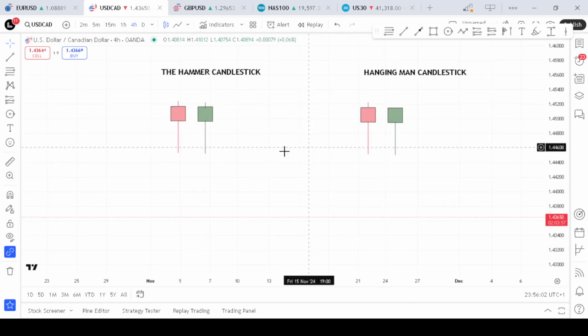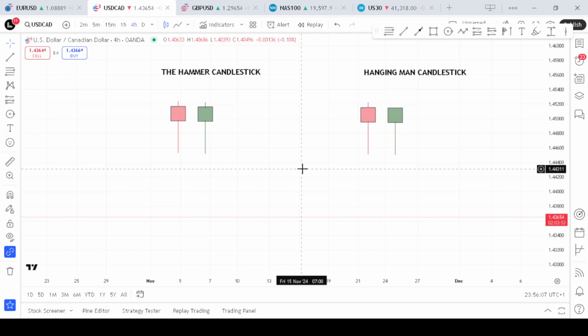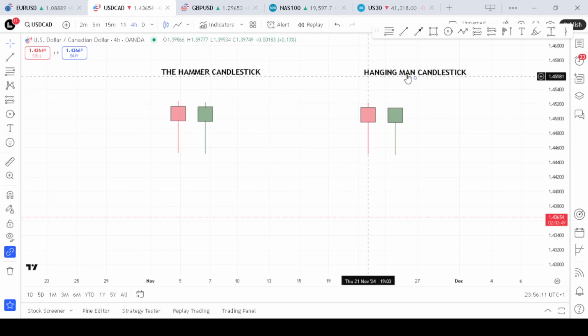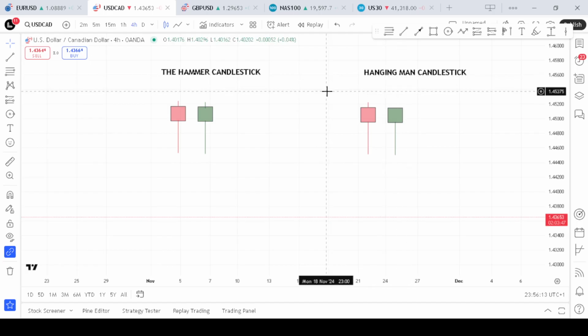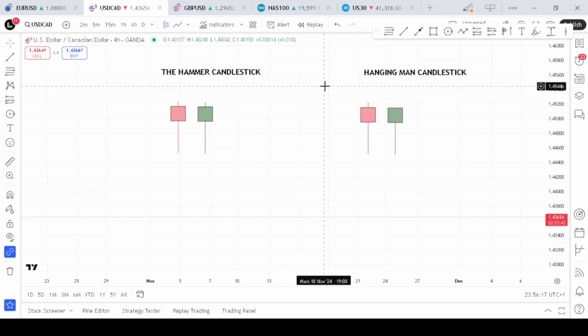So we start by comparing them. Now you would understand the importance of distinguishing between the hammer candlestick and the hanging man candlestick. Let's compare these two patterns. While they look almost identical, their context and implications in trend are what sets them apart.